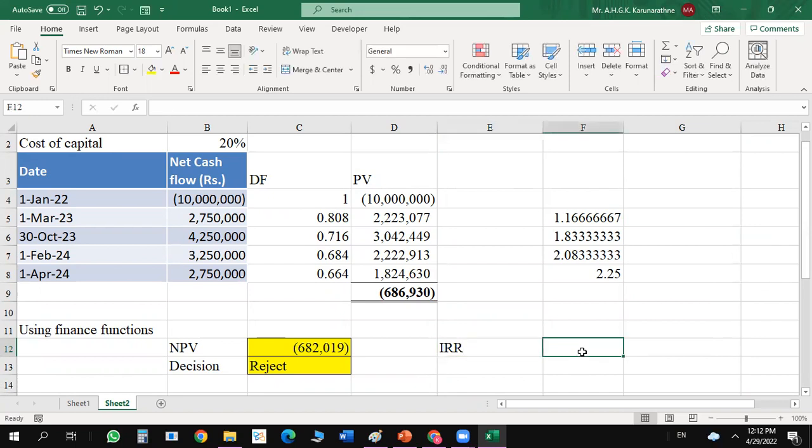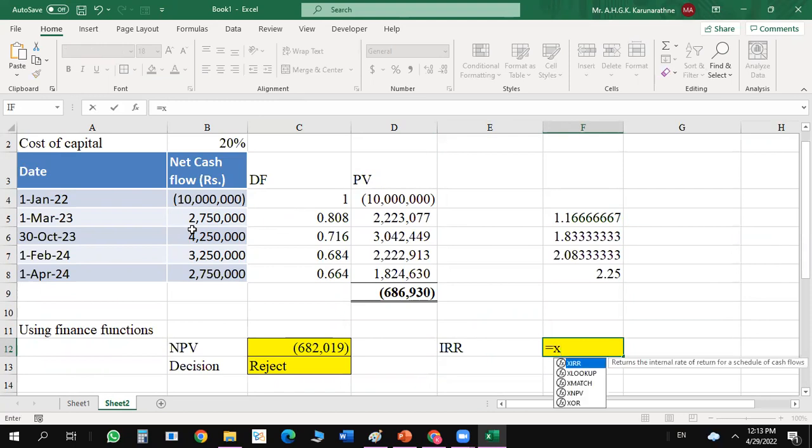IRR. Division is not required. You know the formula that uses division. Right, here we can compute IRR for irregular projects using a special formula. For NPV it is XNPV, and for IRR it is XIRR.